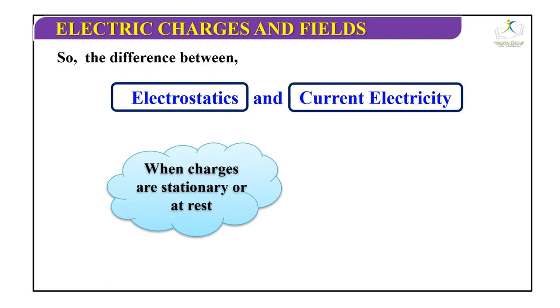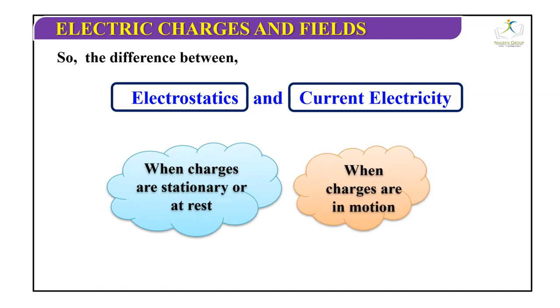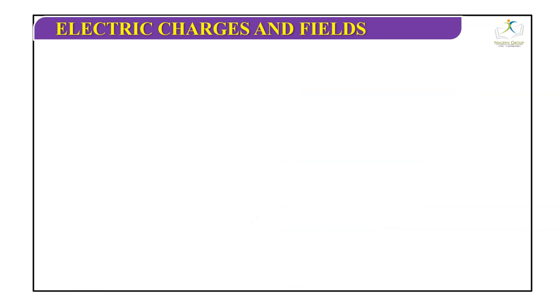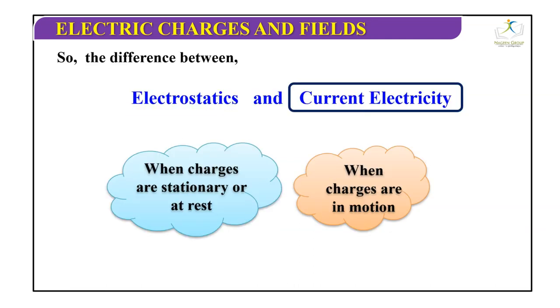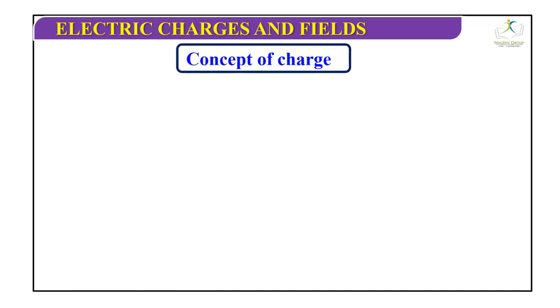When the charges are stationary or at rest, we say it is electrostatics. And when the charges are in motion, we say it is current electricity. So we will see the concept of charge here one by one.